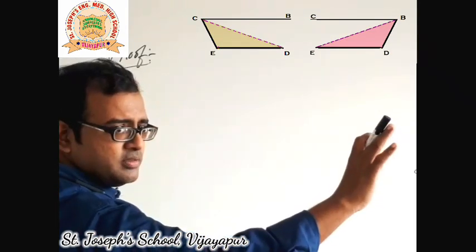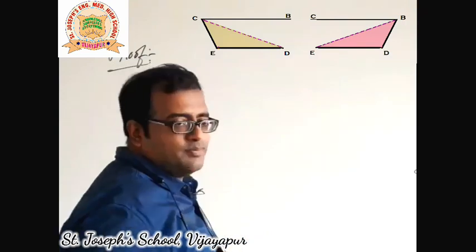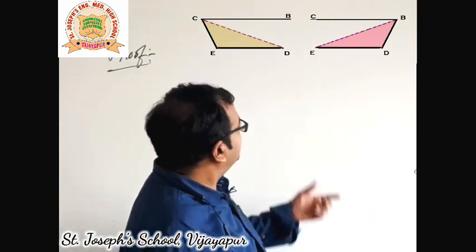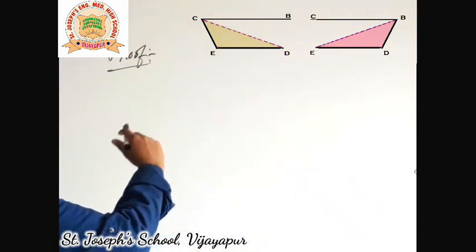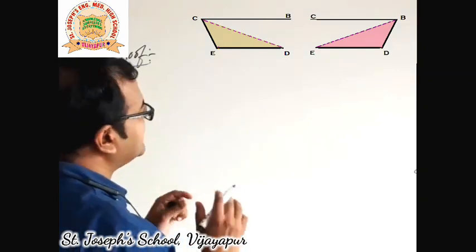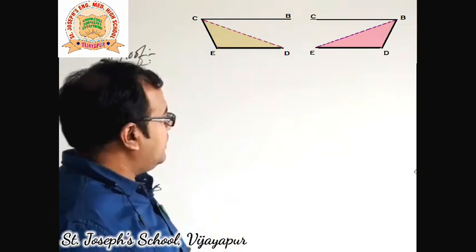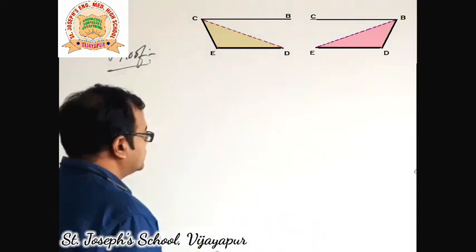Both of them separated. But look at their bases. Both have the same base. Which is that? ED. Correct? ED and ED. So they both have the same base. Now, what about their heights? See, they were standing between two same parallel lines.